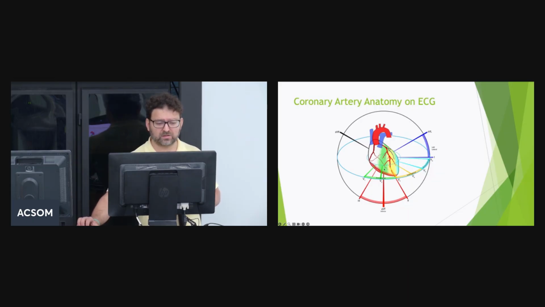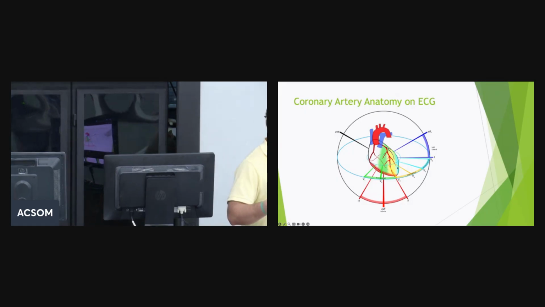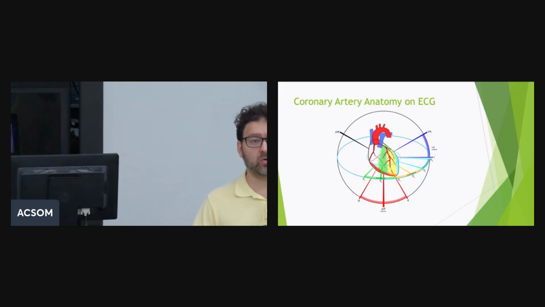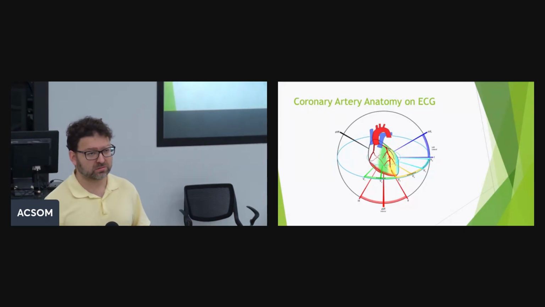So, right here, V1, V2, V3, that's the entire anteroseptal. V3, V4, V5 is now the lateral and apical. RCA feeds the inferior. 2, 3, and AVF are your inferior leads, and 1, AVL, V5, and V6 are your lateral leads. So when you are interpreting ECGs and trying to locate where the lesion is, you go in the distribution of a coronary vessel.